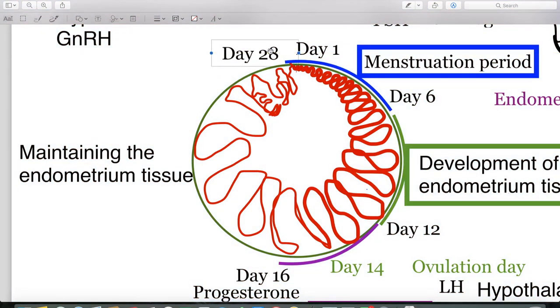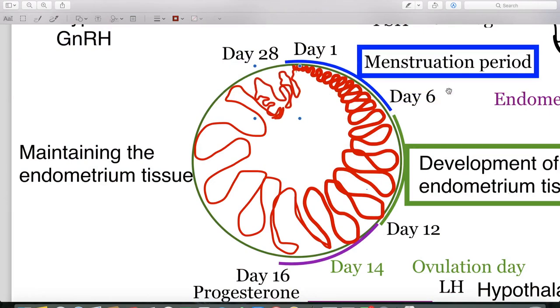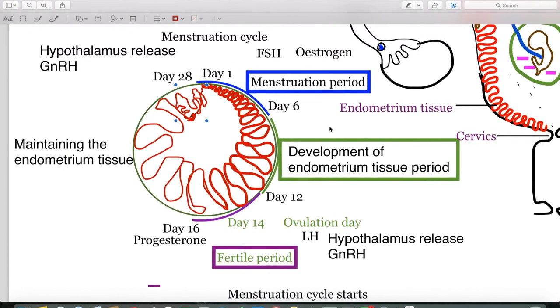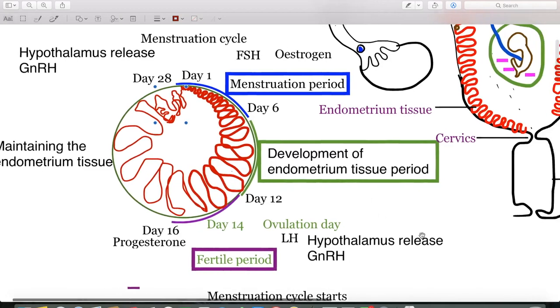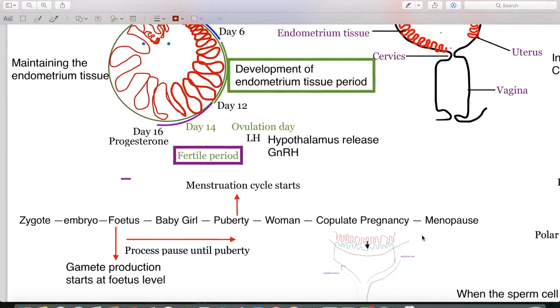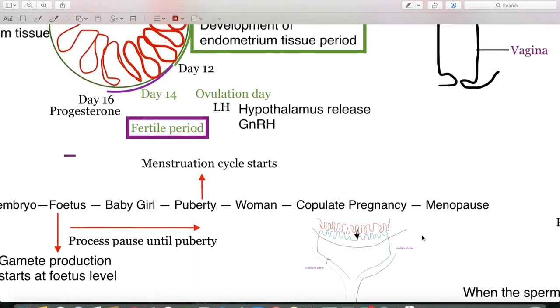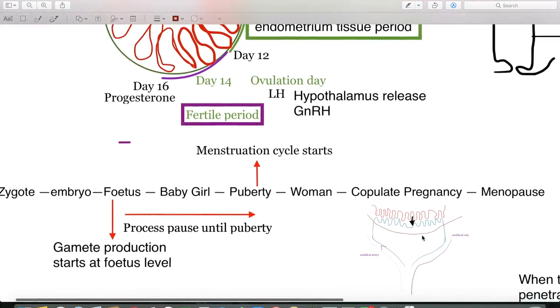And then after that, what happens? Day one starts again, the new endometrium tissue starts to grow back, the old endometrium tissue is pushed out, and the cycle starts again. This is the menstruation cycle that you need to know, a simple way to explain it. I will be coming back to the endocrine system. Now, what else do you need to understand about the male and female reproductive systems? We'll look into the female reproductive system first, then I will come to the male reproductive system.